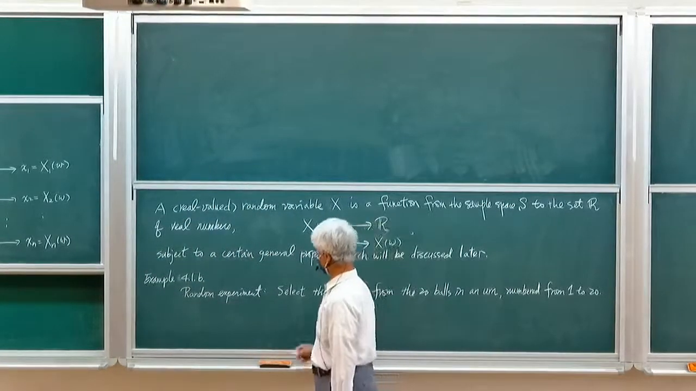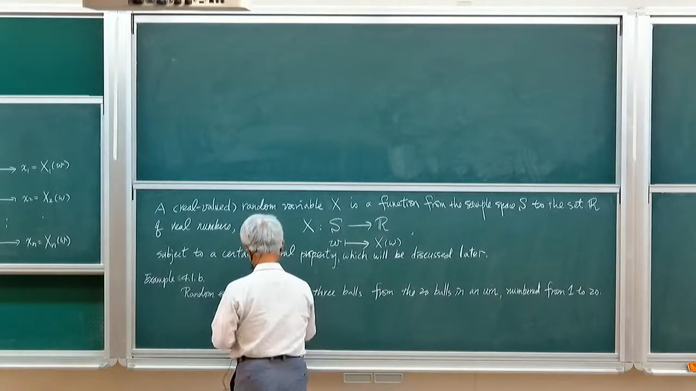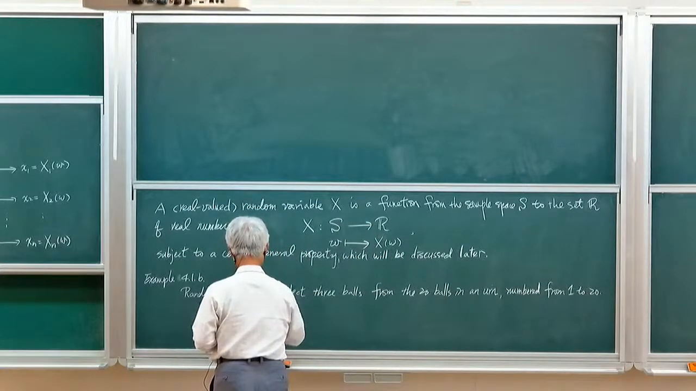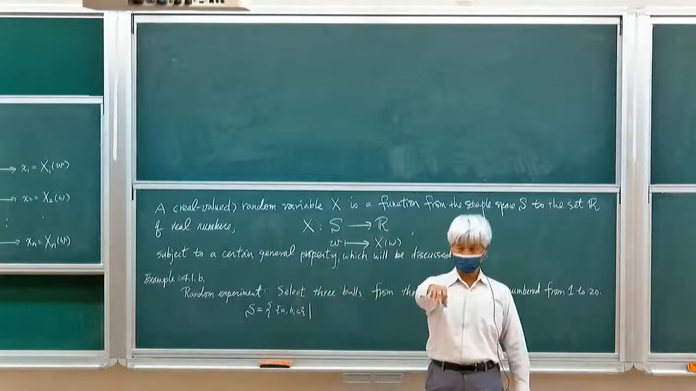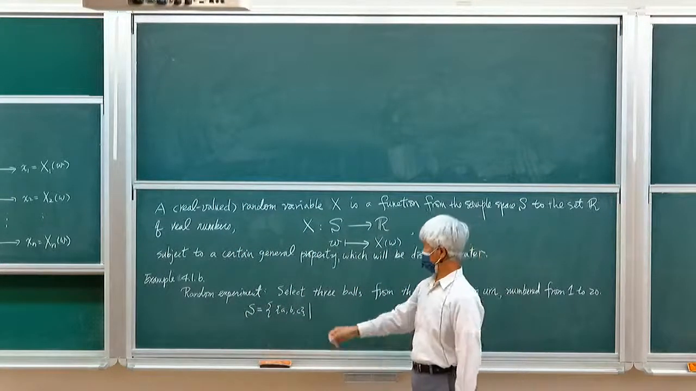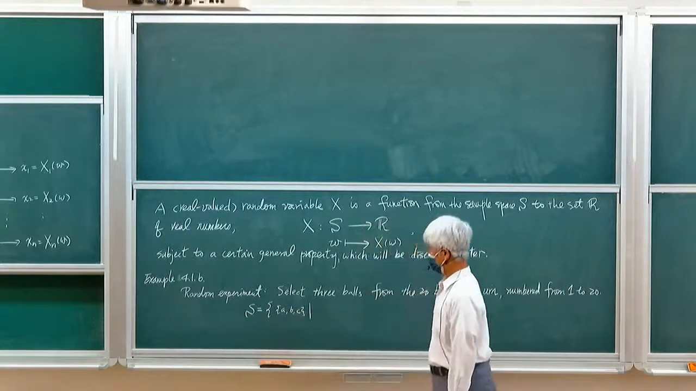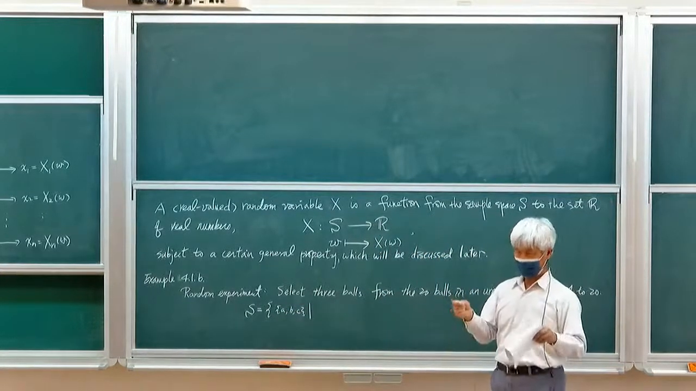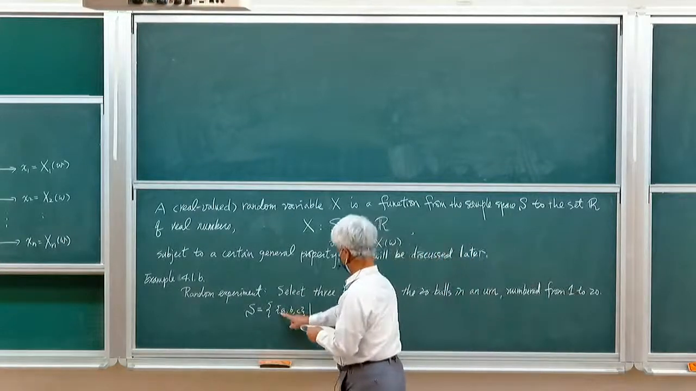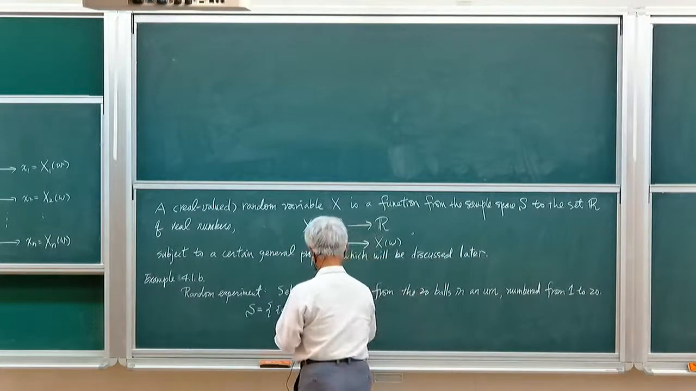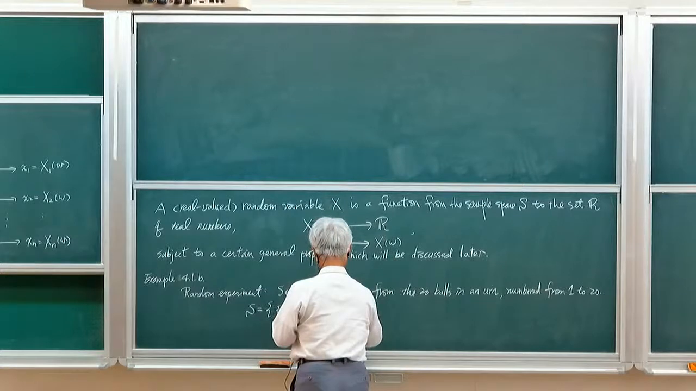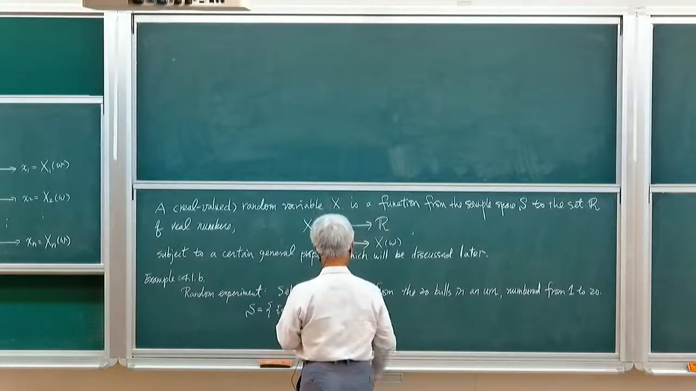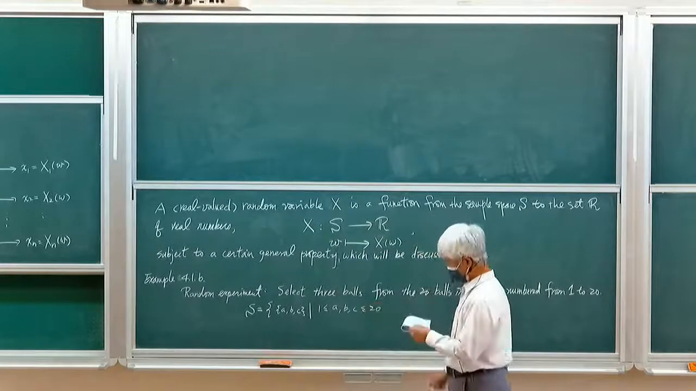Now, the sample space will be represented as follows. Each outcome is just a subset of size 3. We call it ABC, and so you will see a subset of 3 integers from 1 to 20.